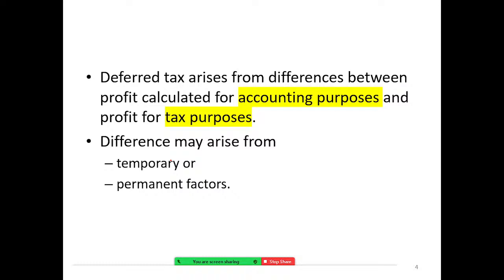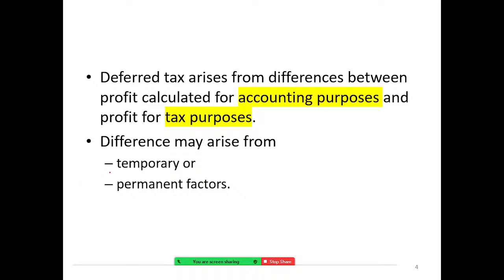Deferred tax arises from differences between profit calculated for accounting purposes and profit for tax purposes. So that's why in taxation you normally adjust net profit. You adjust net profit into taxable profit, isn't it? In that way you have done the calculation, no? Have you done the company taxation? Have you studied? Yes, sir. Then it's easy, no? It is very easy for you.